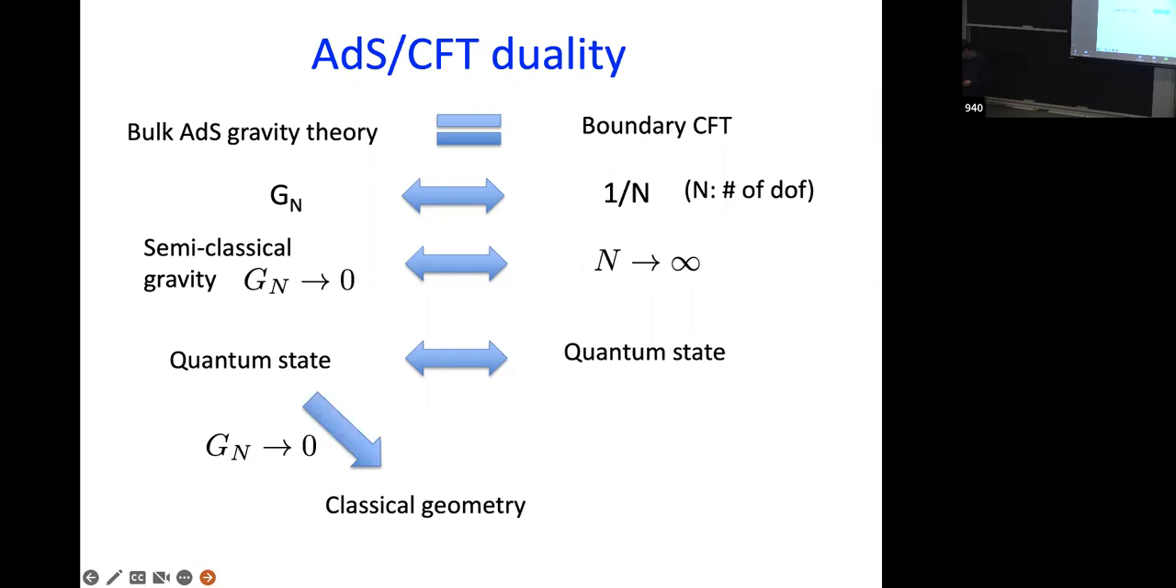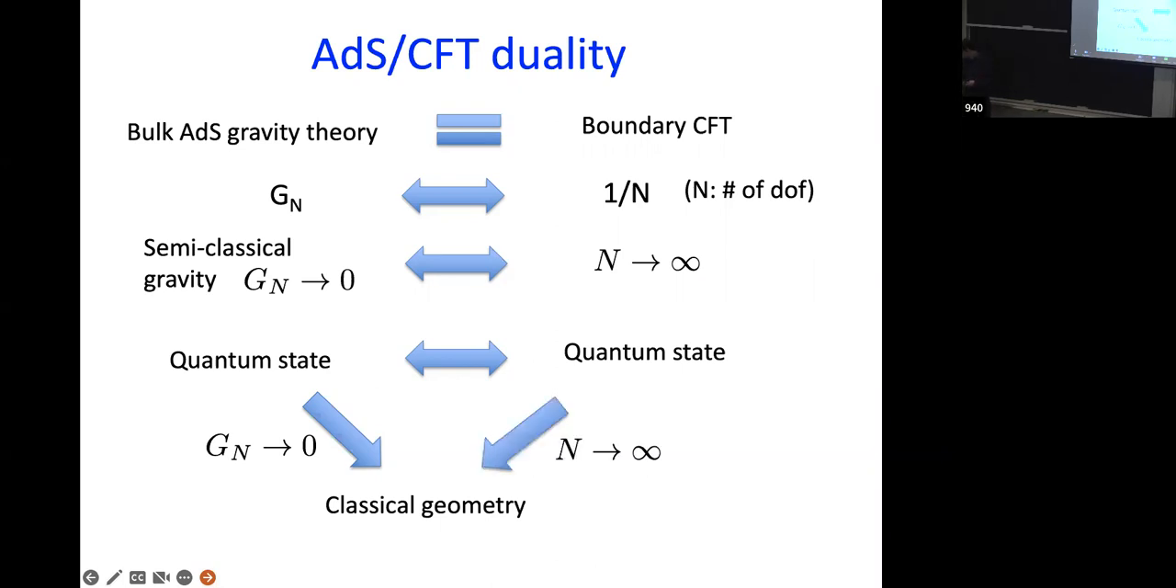On the gravity side, we expect that certain quantum states may have a well-defined semi-classical limit when you take G Newton to zero, and that is what gives you the classical geometry. The classical geometry can be considered as a classical limit of a quantum state. And as I said, we don't have an independent way to describe this quantum state on the full quantum gravitational side. But in principle, we have control of this state on the CFT side.